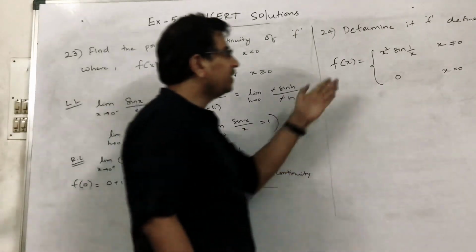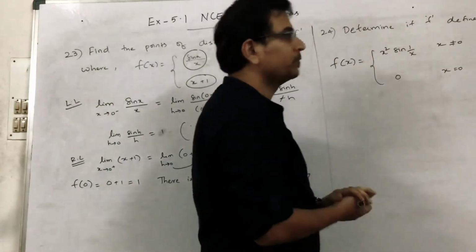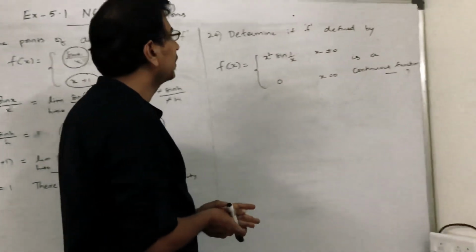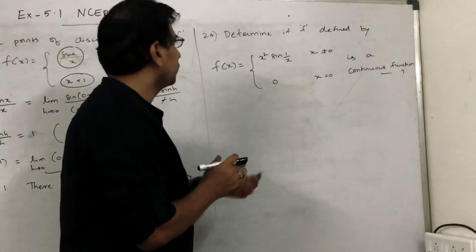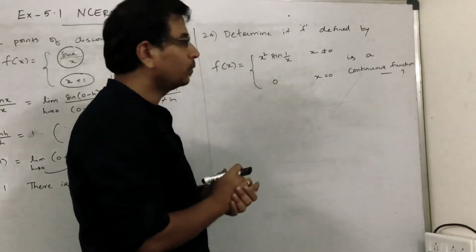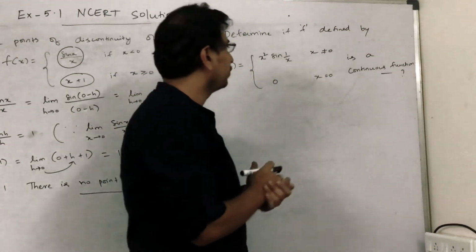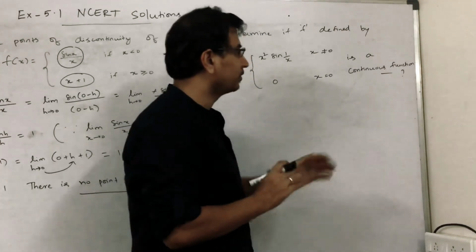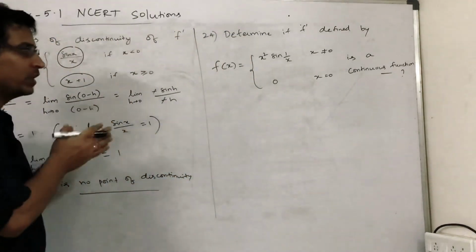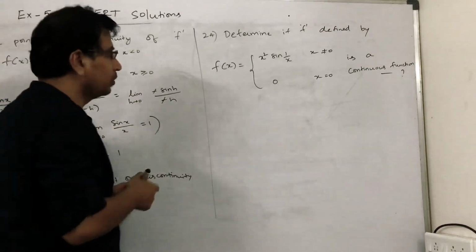Now, we will see the 24th problem. The 24th problem is: determine if f defined by f of x is equal to x square into sin of 1 by x when the value of x is not equal to 0, and 0 when the value of x is equal to 0, is a continuous function. We need to determine whether it is a continuous function or not.